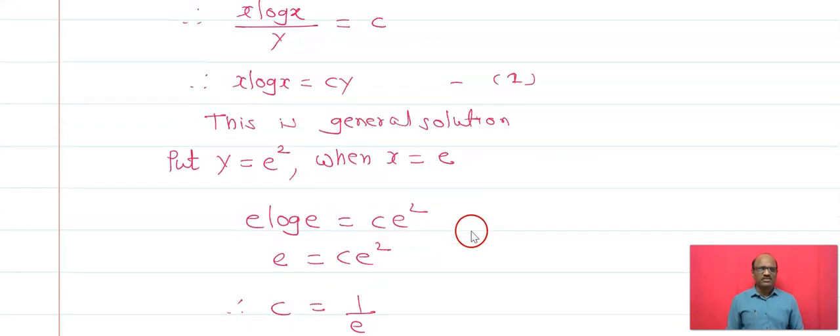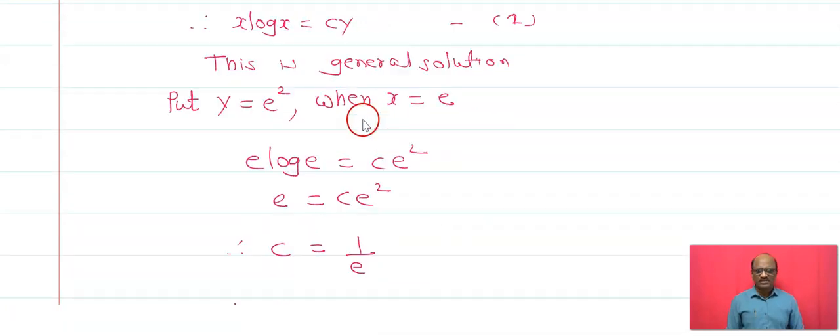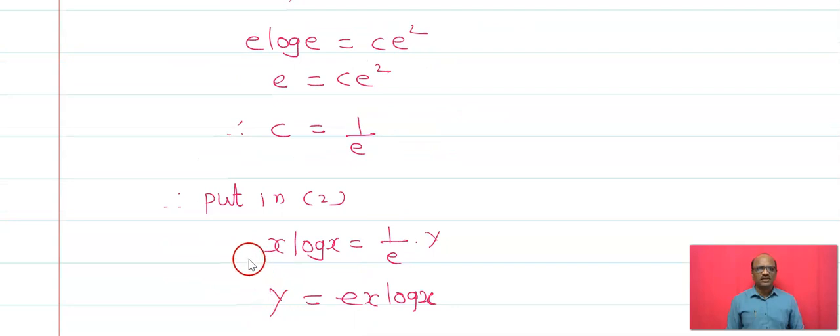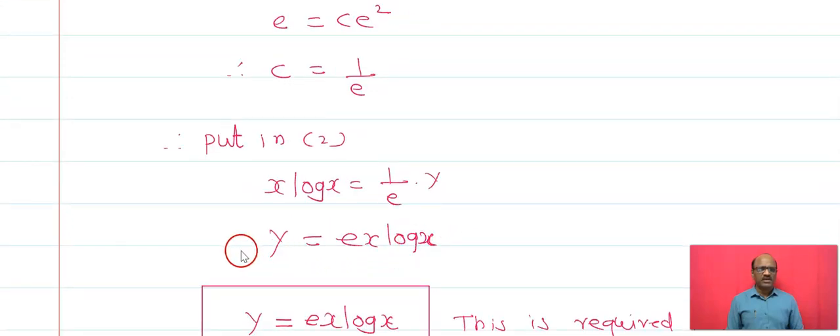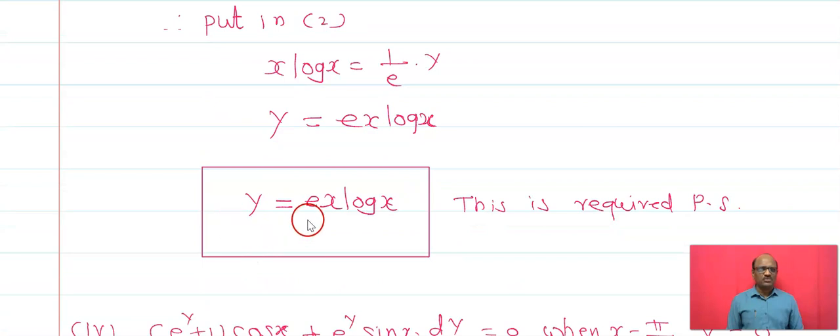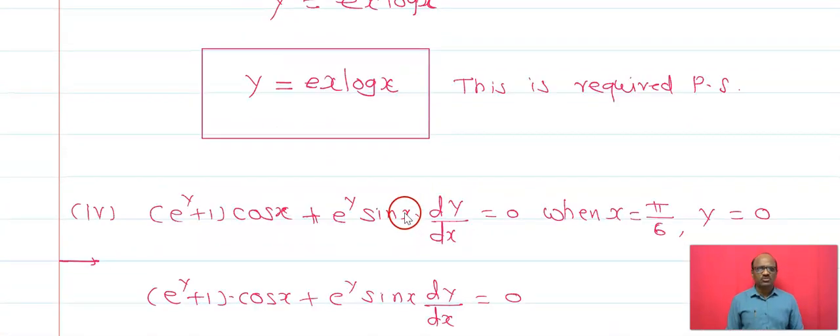Put this value of c, which is 1 upon e, in equation number 2, and then you will get the particular solution. That is x log x is equal to 1 upon e into y, and therefore y is equal to ex log x. This is the required particular solution.